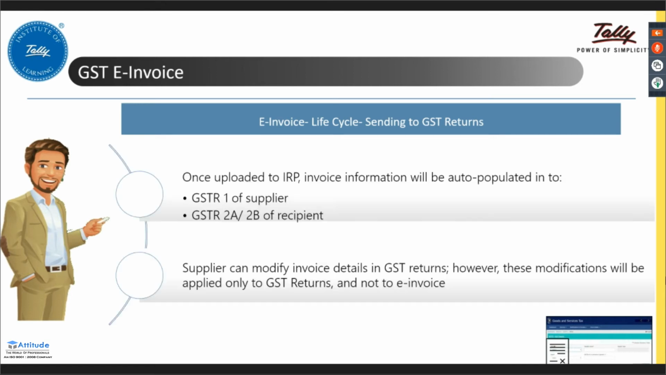And when it comes to returns, those invoices once uploaded to the IRP, that is the Invoice Registration Portal, the invoice information will be auto-populated into the GSTR1 of the supplier and GSTR2A or 2B of the recipient. The supplier also can modify the invoice details in the GST returns. However, these modifications will be applied only to GST returns and not to the e-invoice.